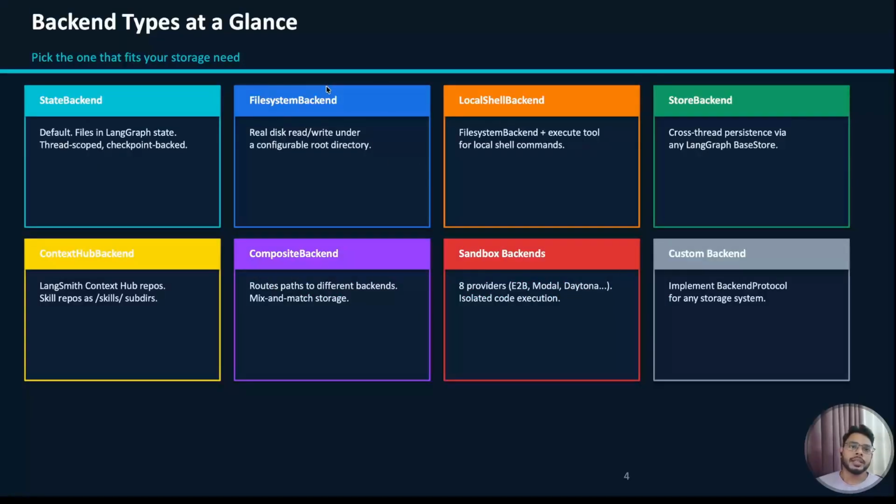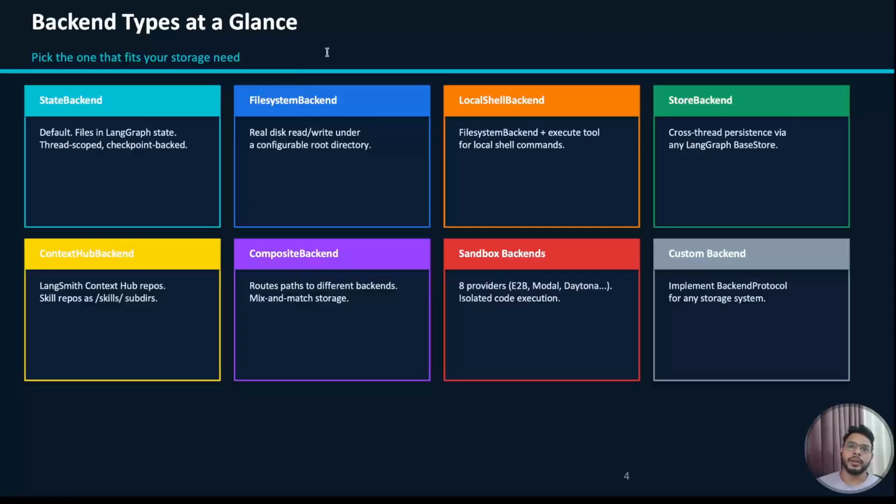So first is the state backend. The state backend is the default one. If you are not mentioning anything, it is the default, and it requires zero configuration, nothing, and files live in the LangGraph state for the current thread. So you don't have to specify anything. Everything would be in memory in the LangGraph agent state, and this is the default one.